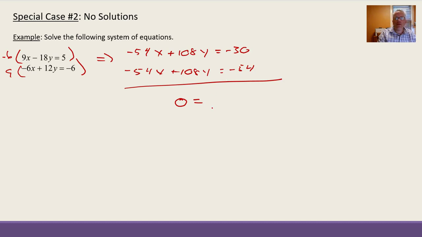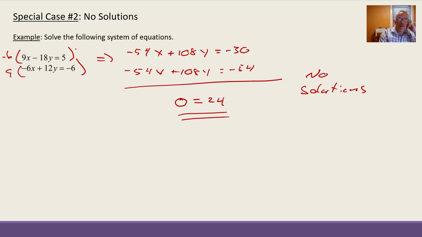Negative 30 minus the negative 54 is 24. What we get is a false statement. That's a sign that there are no solutions. The variables dropped out, but we get something that's not true.